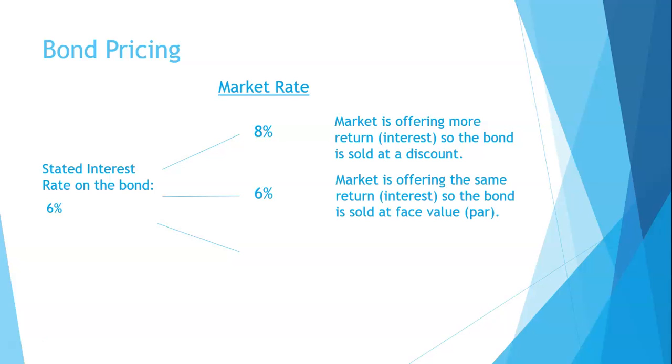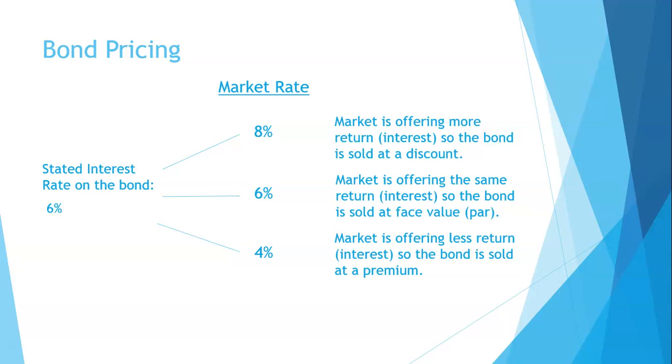If the market is offering 6%, then the bond will be sold at face value because everything is fair. And if the market happens to be offering less, such as 4%, IBM would be able to charge a premium because it has something that investors would like: more return for the same amount of risk.